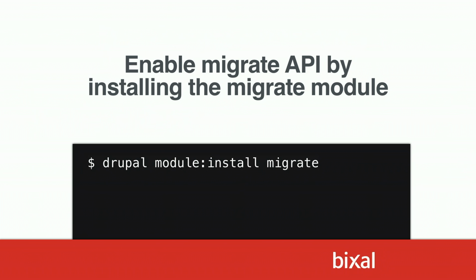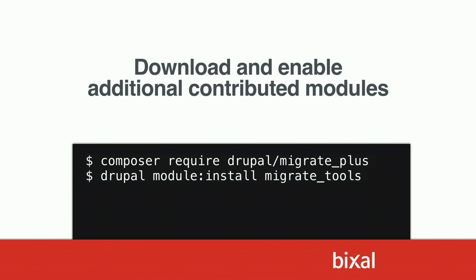So after I have installed Drupal and I've created my content type, the next thing that I need to do is install the Migrate module that comes with core. So it is just running this command. I'm using Drupal console here to install the Migrate module. And I am also getting the Migrate Plus and the Migrate Tools contributed modules with Composer and installing them with Drupal console.